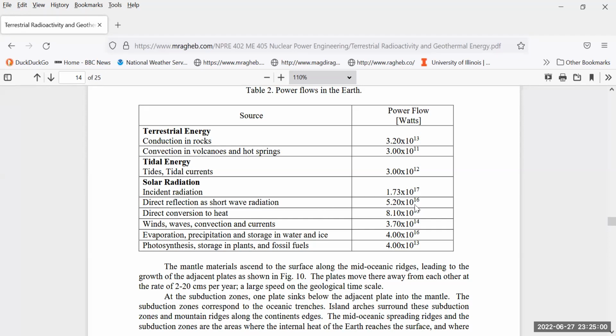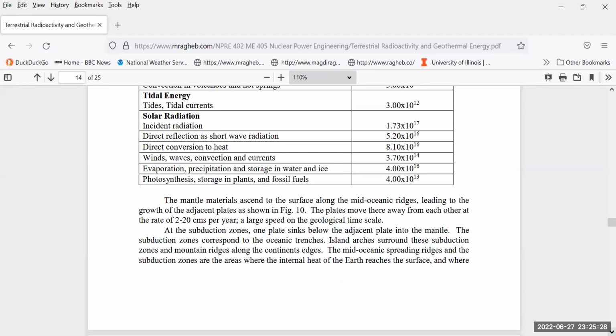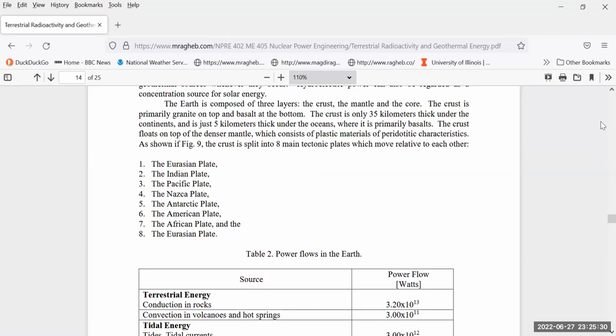Some of it is reflected back to space. Some is converted to heat. This is heat that is available in the atmosphere of the Earth. Of course, solar radiation absorbed from the sun is converted into winds and waves, convection and currents in the ocean. So we have wind energy as well as solar energy from the direct incident radiation. So you can see here that we have power flows from different sources in the Earth's crust.